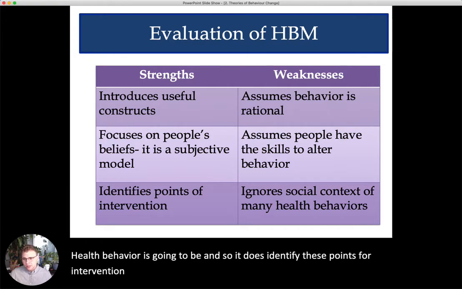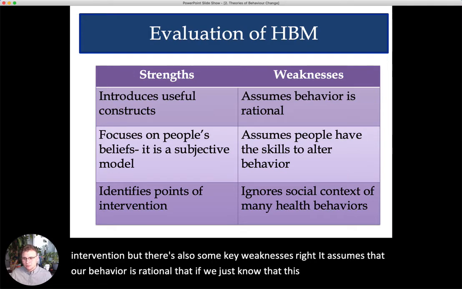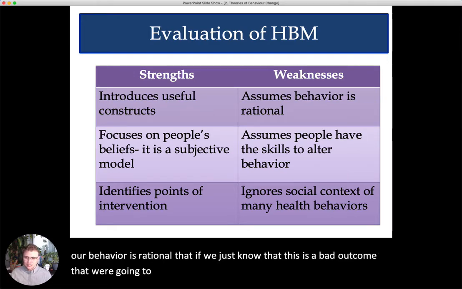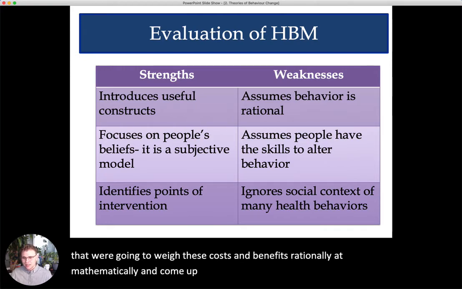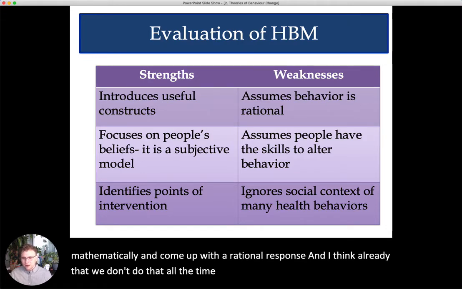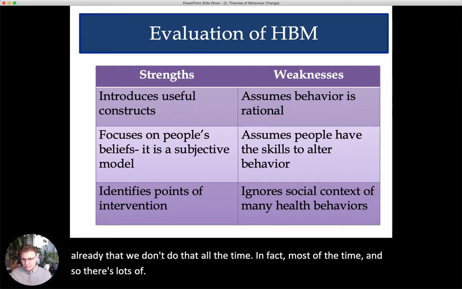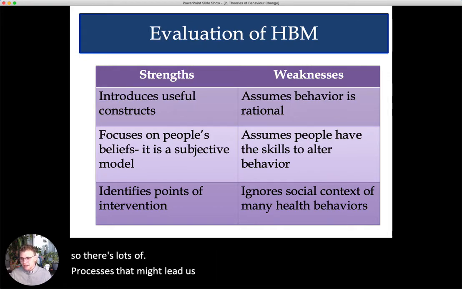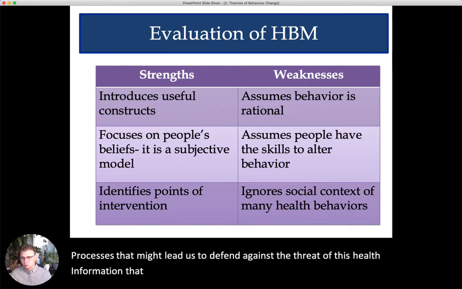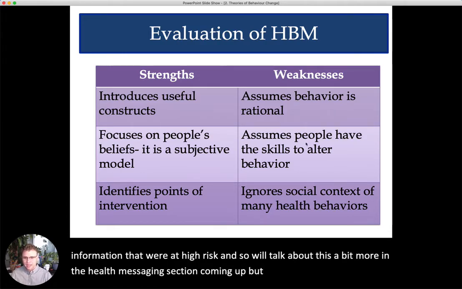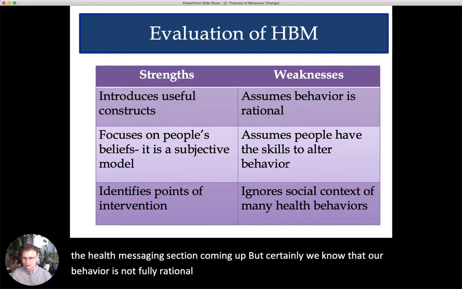But there's also some key weaknesses, right? It assumes that our behavior is rational, that if we just know that this is a bad outcome, that we're going to weigh these costs and benefits rationally and mathematically and come up with a rational response. And I think already that we don't do that all the time. In fact, most of the time. And so there's lots of processes that might lead us to defend against the threat of this health information that we're at high risk, and so we'll talk about this a bit more in the health messaging section coming up. But certainly we know that our behavior is not fully rational. You're psychology students, right? You've learned this before.